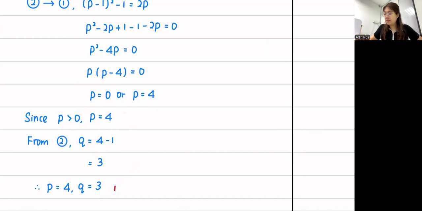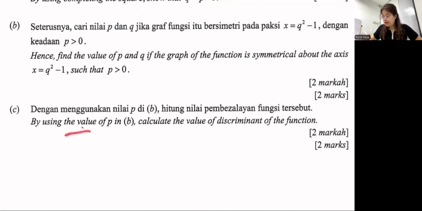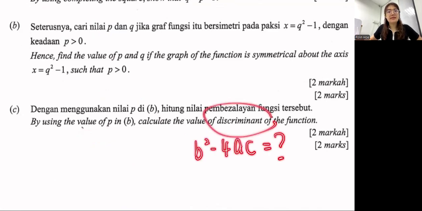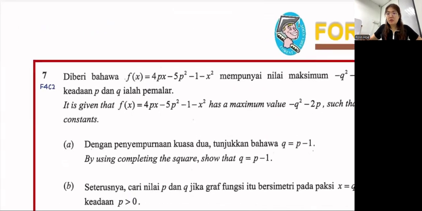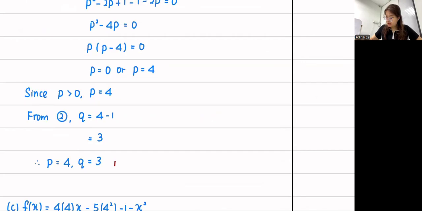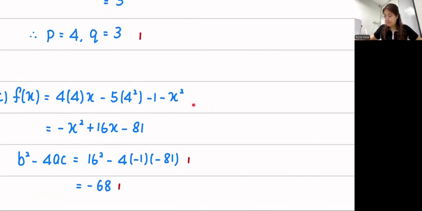Okay, now let's go for C. By using the value of p, calculate the value of the discriminant. Discriminant means b squared minus 4ac. Substitute the value of p, which is 4, into this function. So after substituting the value of p inside, I get my discriminant, b squared minus 4ac, which will be equal to 68.